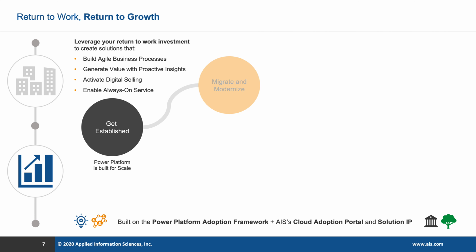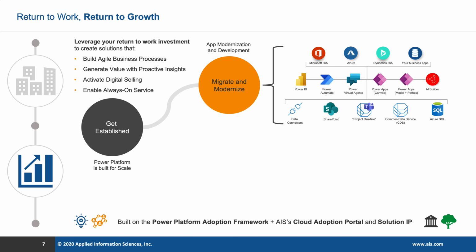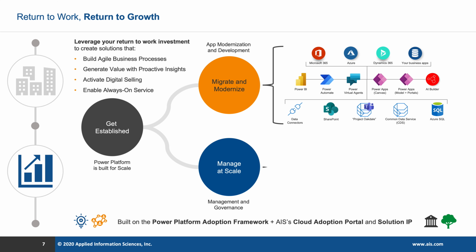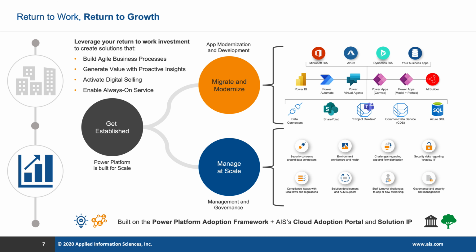Then over the long term, we're looking at how to migrate and modernize workloads and solutions, and answer new business challenges on the platform. You see that diagram with all of the tools in this particular technology stack in the Microsoft cloud ecosystem. And then finally, how do we manage at scale? Some of the problems that we work with you to solve over the long term: environmental architecture and health, security concerns, solution development, shadow IT. These are all the types of things that, as you get to return to growth, we can use the platform to do together.